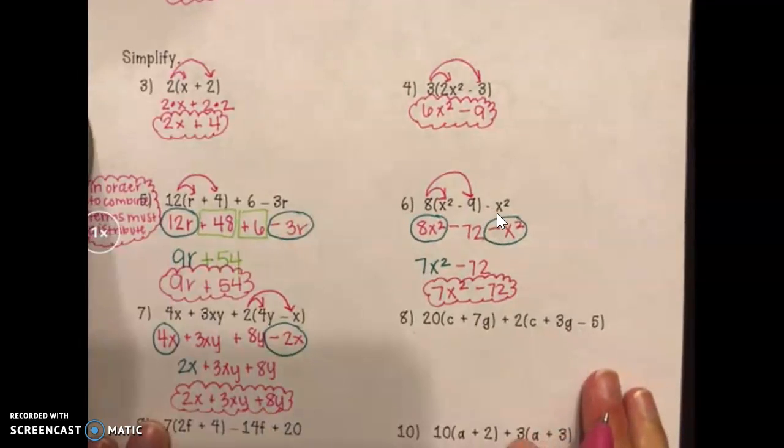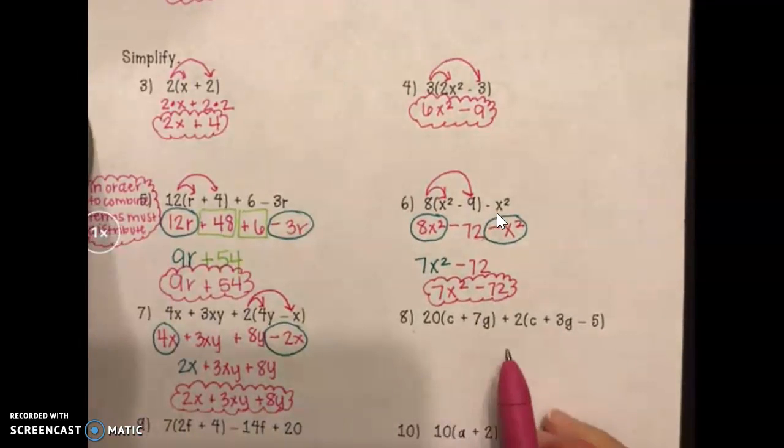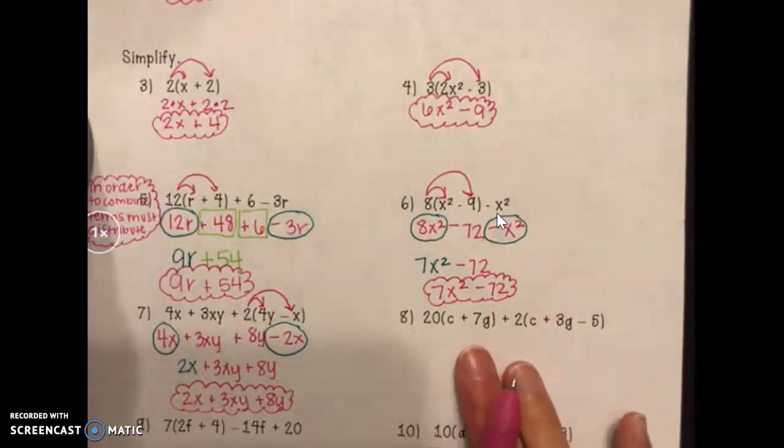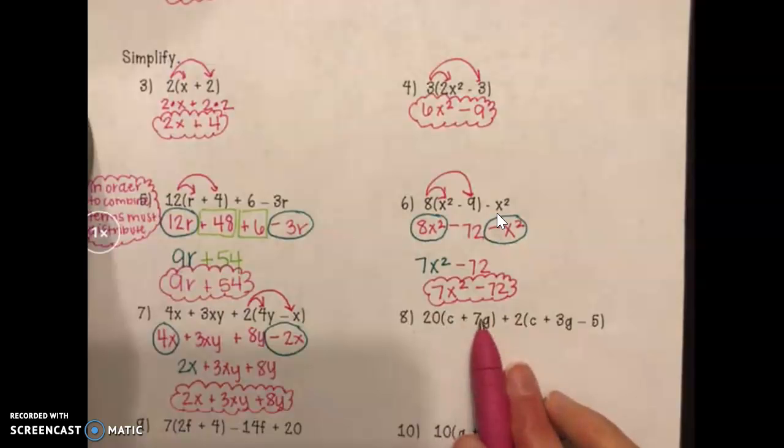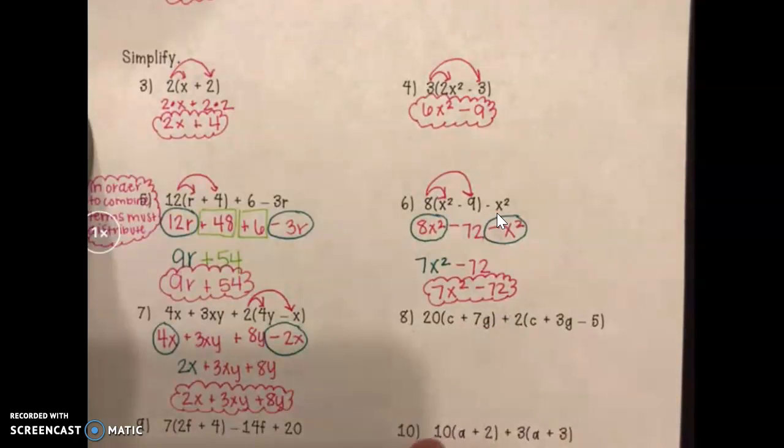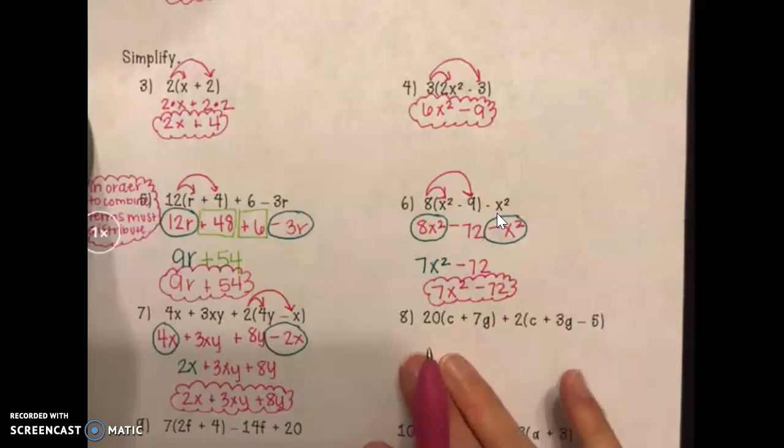Okay. All right. Wow, number 8. That's a really big one. Okay, so let's just start from the top. I can immediately see that I have something right next door to parentheses that I'm needing to distribute, okay? So let's go ahead and tackle that first. Ignore the rest, let's just tackle that first.